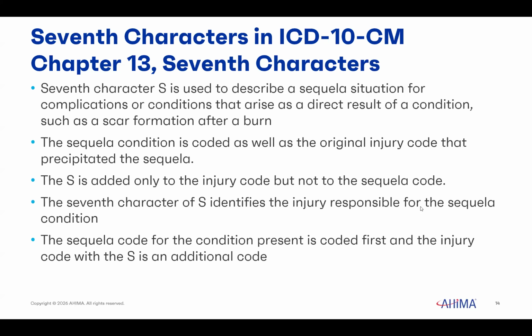So this is coded with the same code category as the original injury, but it's added to it, right? So it's got to be a seventh character. So if there aren't seven characters in the code subcategory, that's when you would use the placeholder X. And we'll take a look at some of these later on in this chapter.